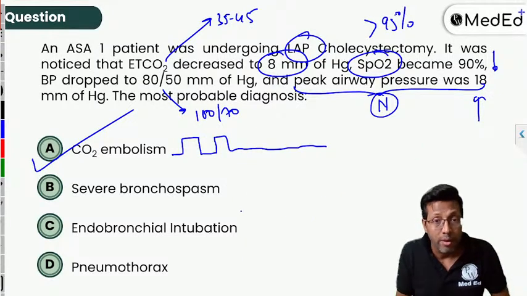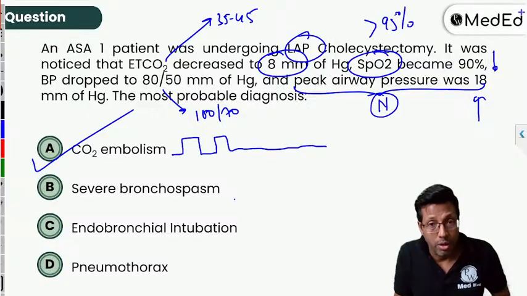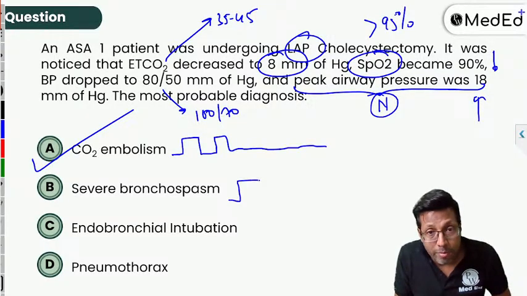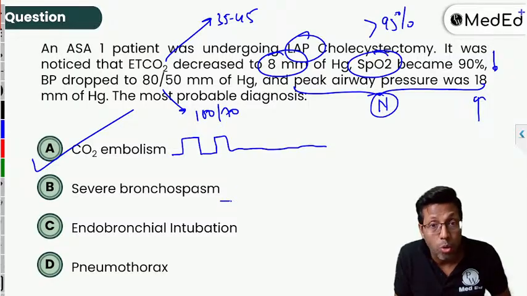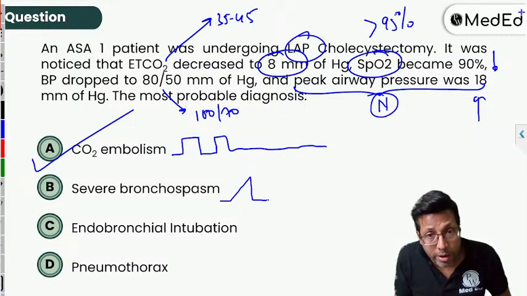But if you look at the graph, bronchospasm means obstruction. So normal expiration should have been like this. But if there is bronchospasm, the carbon dioxide is going to come out regularly, but it is going to come out slowly.